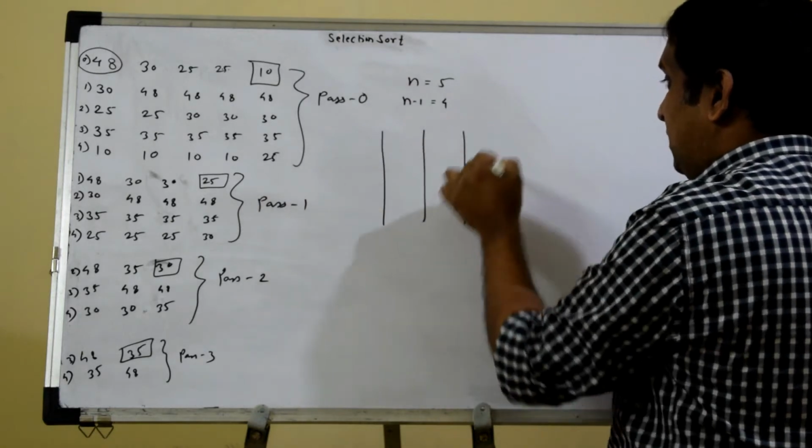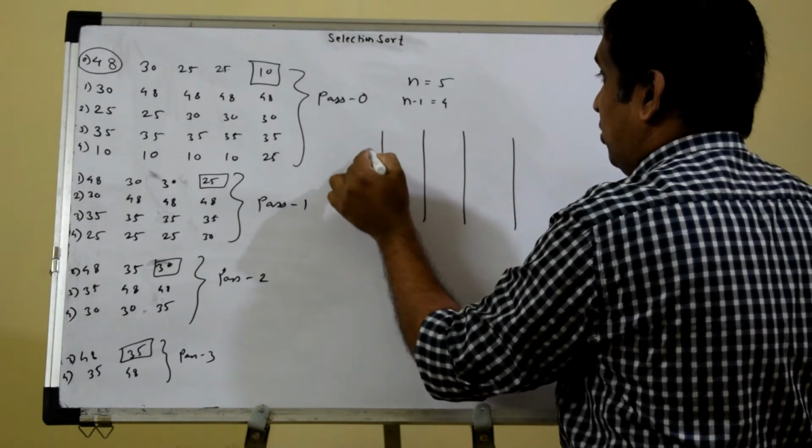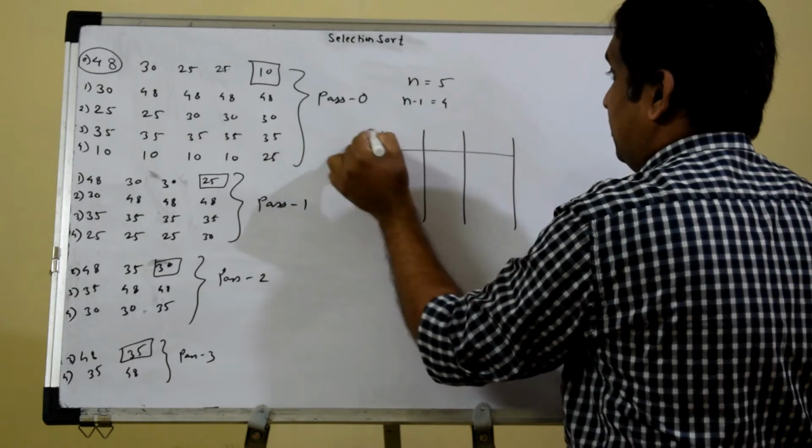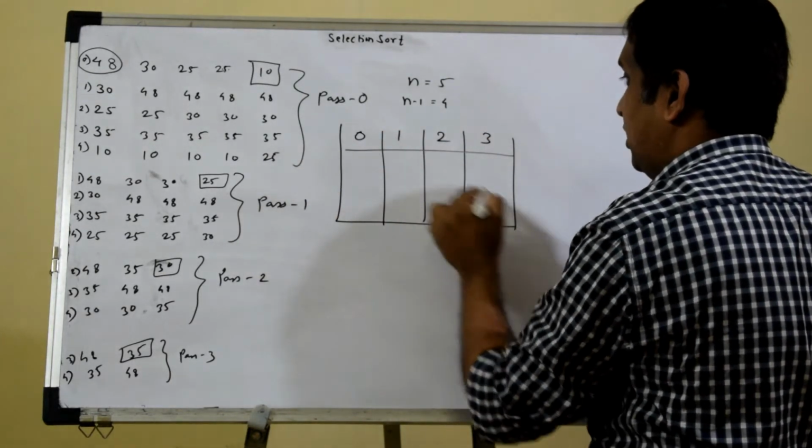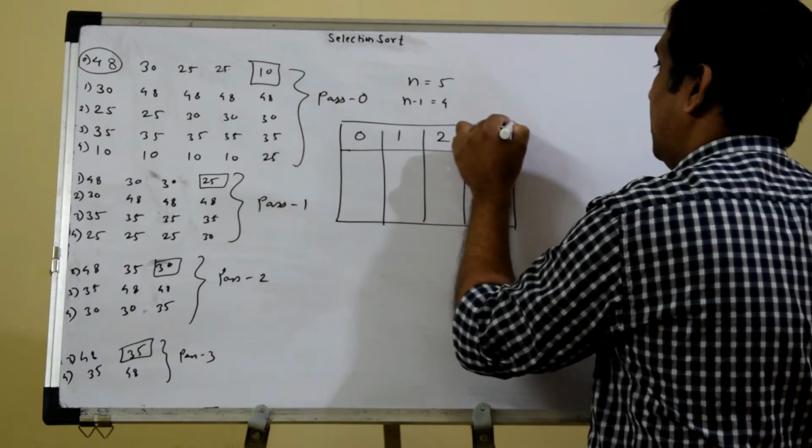So if I draw a similar table as I have drawn in bubble sort, it will be something like this: 0th pass, first pass, second pass and third pass. n minus 1 number of passes, ranging from 0 to n minus 2.